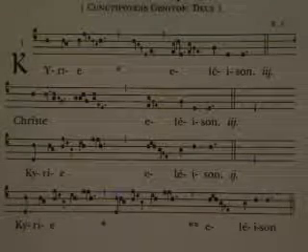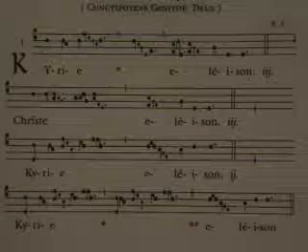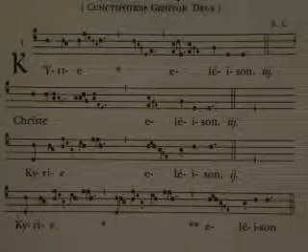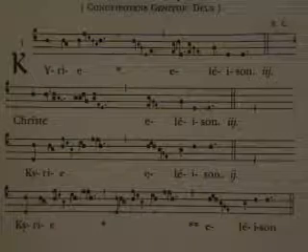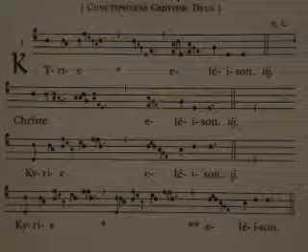La, so, fa, re, mi. One more time. La, so, fa, re, mi. Again. La, so, fa, re, mi. Now let's put the two clusters together.